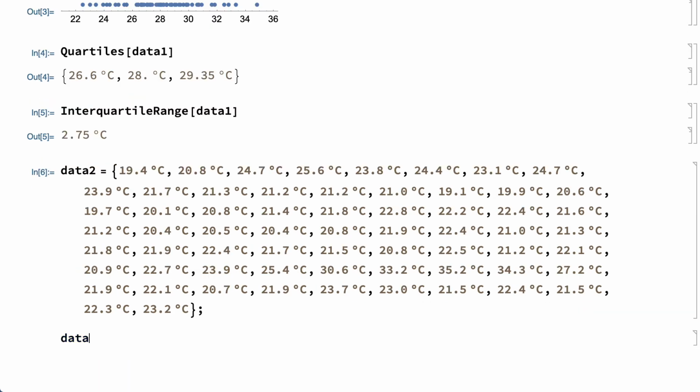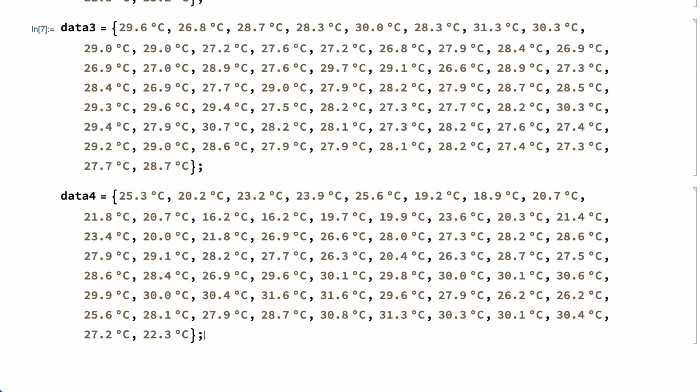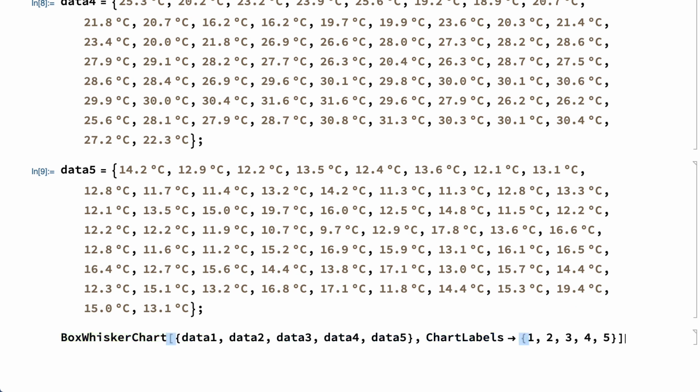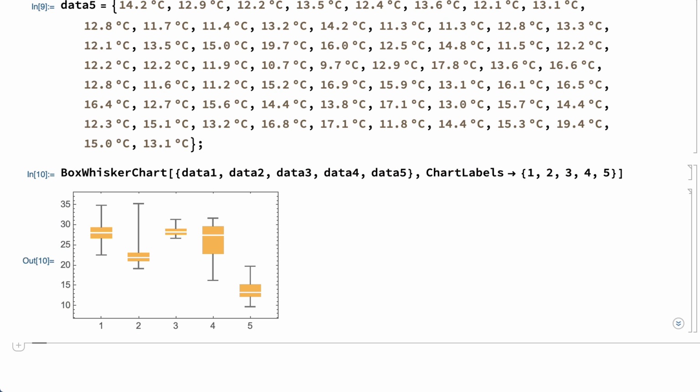For example, here are 4 other data sets. Each of these data sets is a list of temperature measurements at a different location. And here is a box and whisker chart for all of that data. The chart labels option is included here to add labels below the box and whisker for each data set. A chart like this provides a nice way to compare datasets.